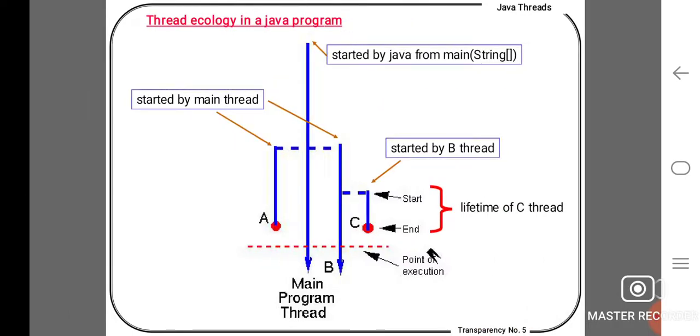Thread ecology in a Java program. A is started by the main thread. B is started by the Java main(String[] args). C is started by the B thread. It shows the lifetime of the C thread, start and end. It is a point of execution.